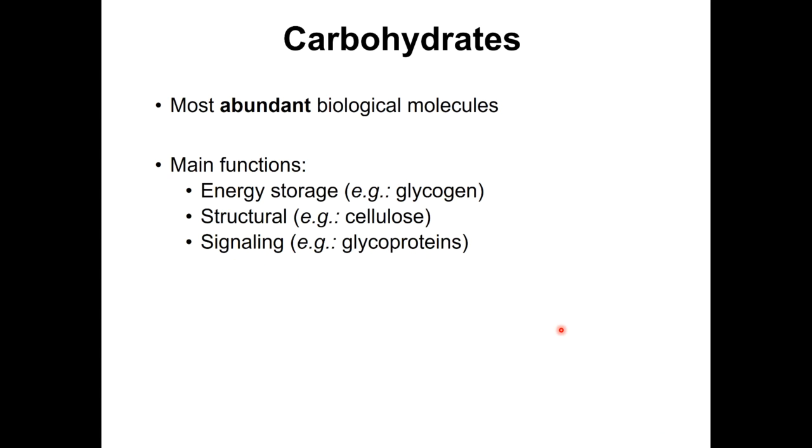In terms of function, first of all, these are the most abundant biological molecules. They are used for so many things, particularly for energy storage and structure, particularly in cellulose, which is the most abundant carbohydrate on Earth. They're also used in short forms, what we call oligosaccharides, attached to some proteins, which form what we call glycoproteins, and are used also for signaling. Cells signal with each other or to the immune system using proteins modified with carbohydrates. So part of the function of carbohydrates is also in signaling.